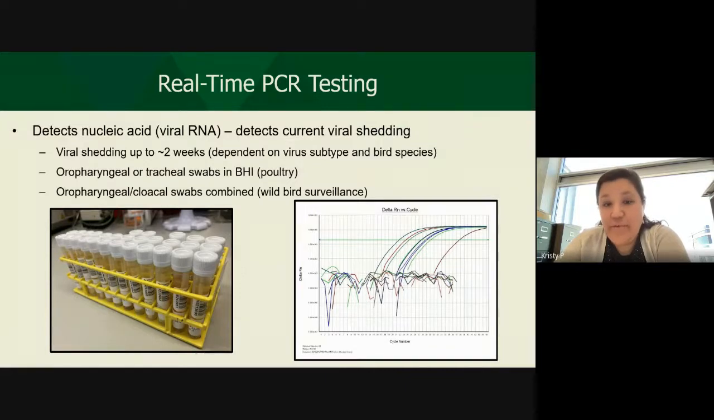The other test that we use a lot of is real-time PCR testing, and we use this test to detect the virus itself. So it detects nucleic acid, so like RNA, DNA. In influenza virus, what we're looking for is the viral RNA. It's an RNA virus. And so this detects current shedding. So it detects a bird that's currently shedding virus. And depending on the bird species and the influenza subtype, and whether it's high pathogenic or low pathogenic, that will dictate what sample we collect.